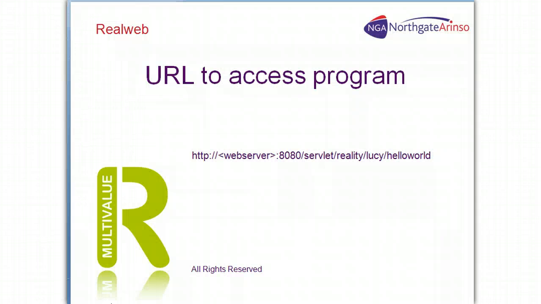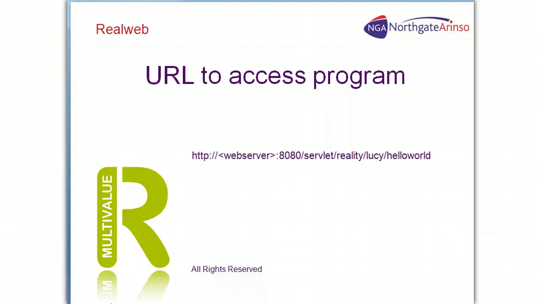Now that we have our program, we can go ahead and access this from a web browser. To do this, we will enter a URL to access the program we want to run. The components of the URL start with the location of the web server, and depending on how the web server application was set up, HTTP TCP port 8080. We are using Apache Tomcat mentioned in the previous Realweb video.